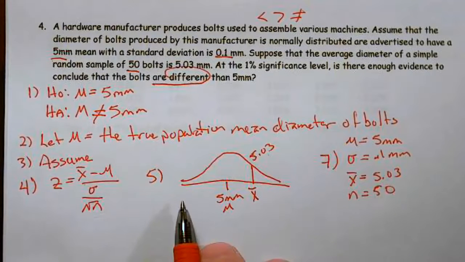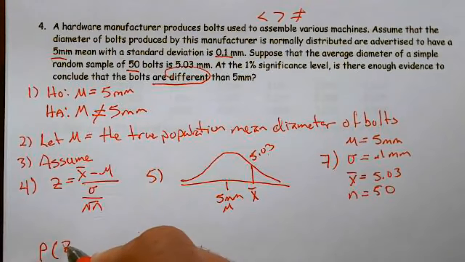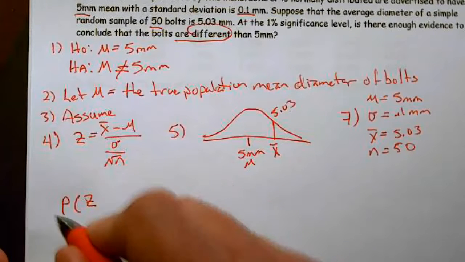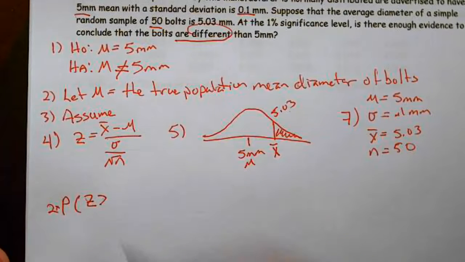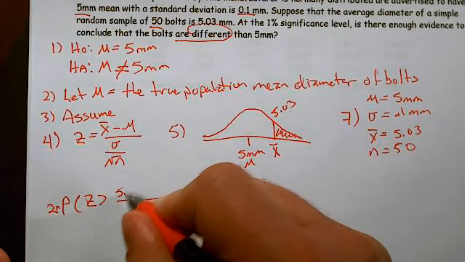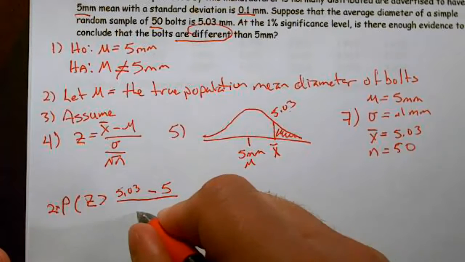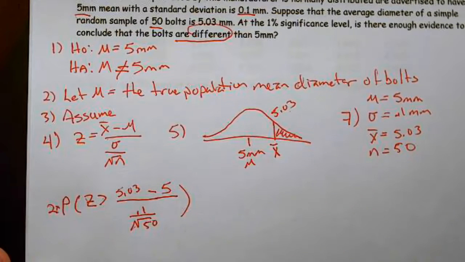Part 8 is going to be plug into the equation. So this is going to be the probability that Z, since this is a not equal to. Anytime you have a not equal to, you're going to put 2 times. And since we shaded it up, this is going to be greater than. Just put a 2 in front: 2 times the probability that Z is greater than. You don't have to do anything with that other than write it there, because the calculator will do the work behind the scenes. So this is going to be 5.03 minus 5 millimeters over 0.1 divided by the square root of 50. All right, so that's number 8, because we've plugged the values into the equation.